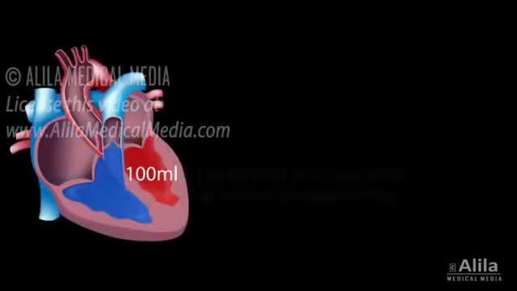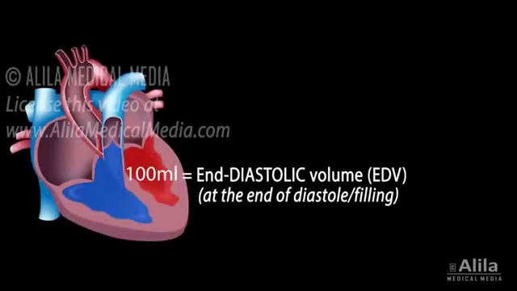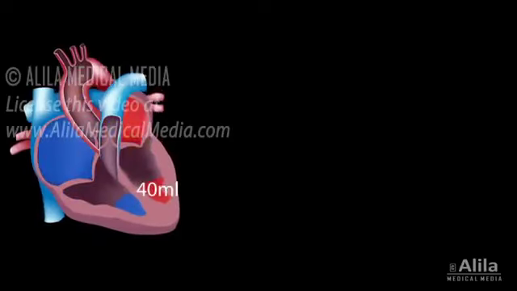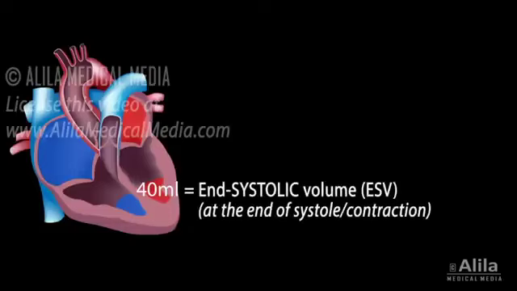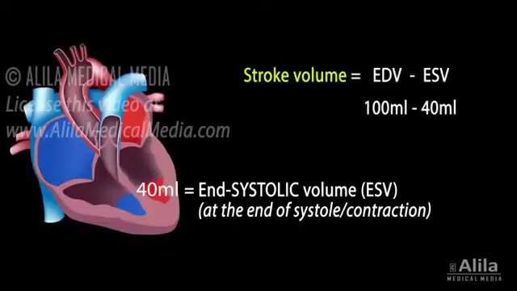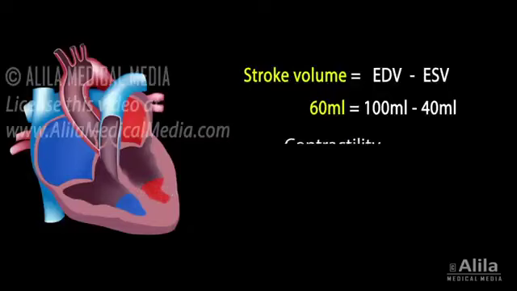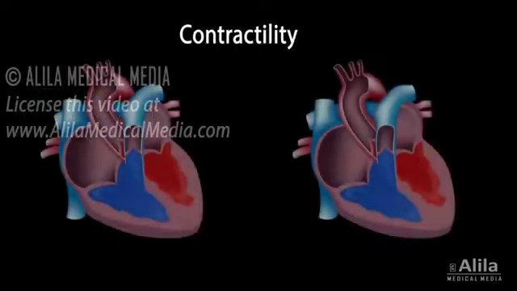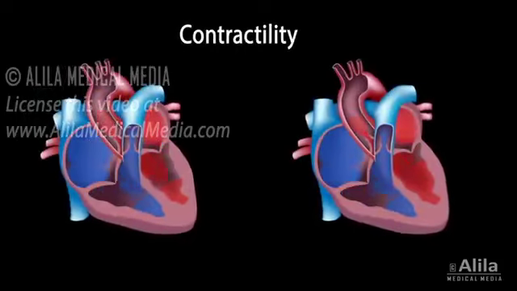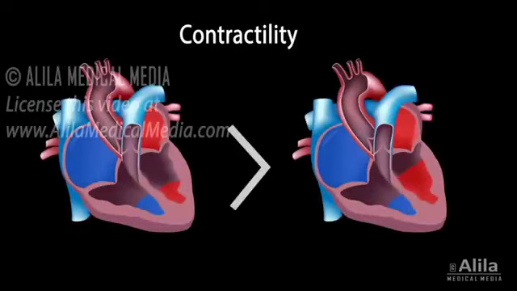The 100 milliliters is the end diastolic volume, or EDV. The 40 milliliters that remains in the ventricle after contraction is the end systolic volume, or ESV. The stroke volume equals EDV minus ESV and is dependent on 3 factors: contractility, preload, and afterload. Contractility refers to the force of the contraction of the heart muscle. The more forceful the contraction, the more blood it ejects.